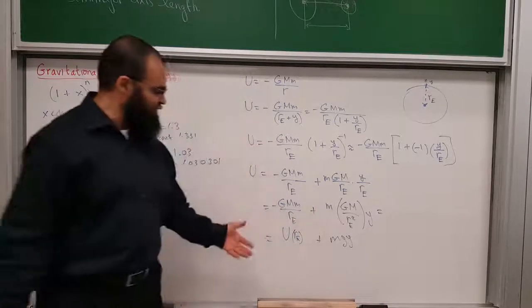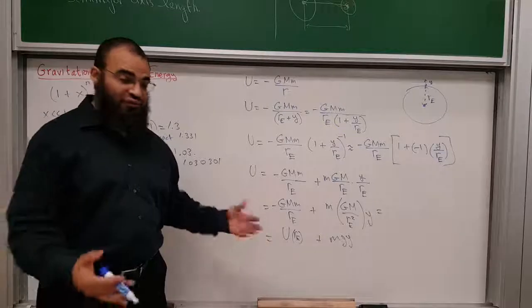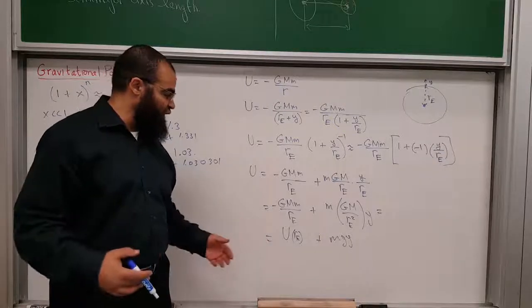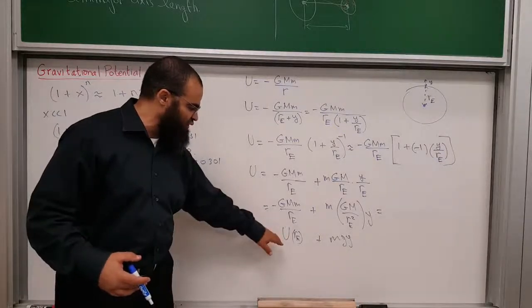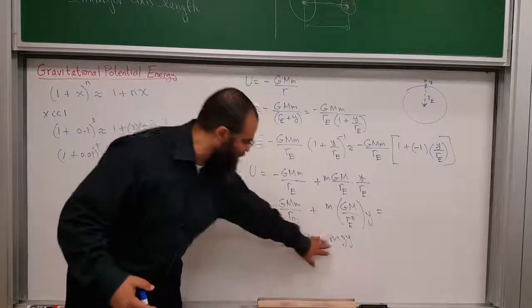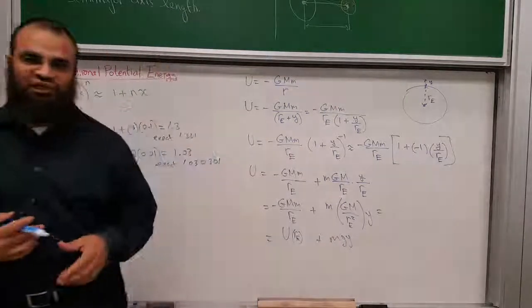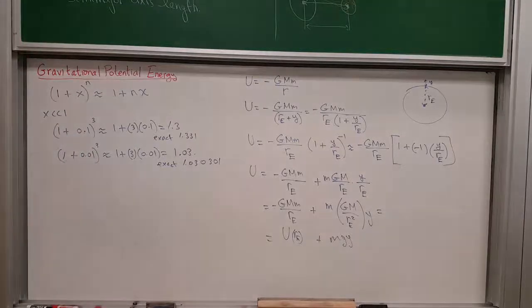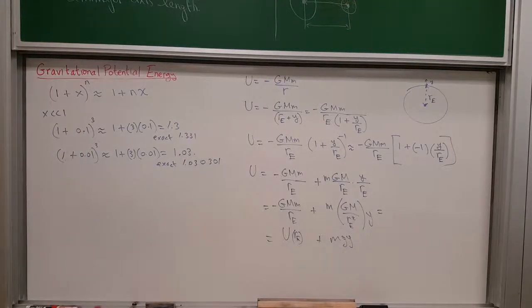Now, if we change our definition to be near the surface of the Earth, we're not going to infinity, we're just always near Earth, so we can choose this to be the zero. So the potential energy near the surface of the Earth would be the usual mgh or mgy. All right, let me pause this and get to the next section.